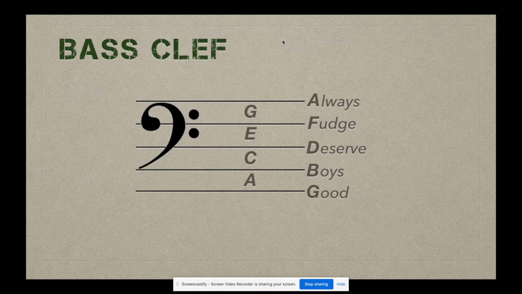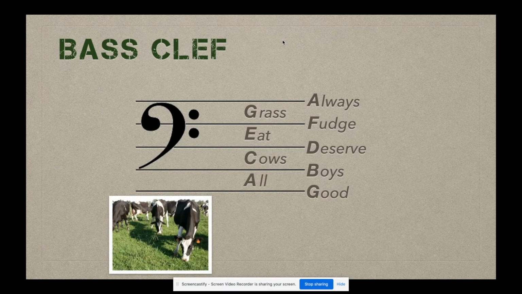And then the spaces. This is one of my favorites. All cows eat grass. And just for fun, we have a picture of a cow. Aren't you excited about that? All right, so you might want to go back and review this if you're a trombone, baritone, or tuba player, to check these out. There we go.